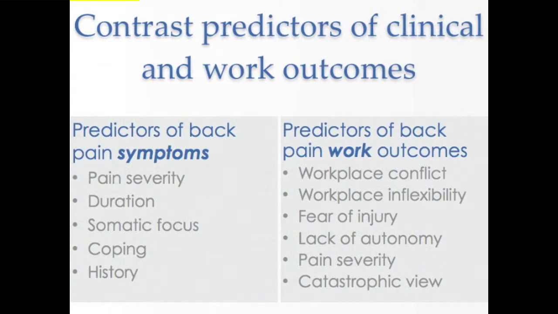To consider this more fully, contrast the predictors of clinical and work outcomes. In problems like back pain, the predictors of symptoms include things like pain severity, the duration of the problem, whether the person has got a somatic focus, their ability to cope, and the history of the problem. Whereas predictors of work outcomes for back pain are things like whether there's conflict in the workplace, whether there's inflexibility at work, whether the person has fear of injury, a lack of autonomy, pain severity, or if they hold a catastrophic view and tend to catastrophize.